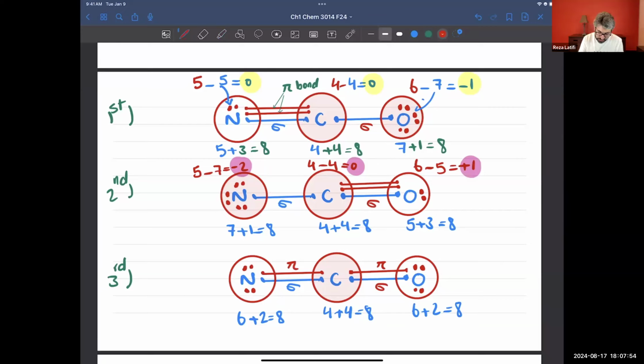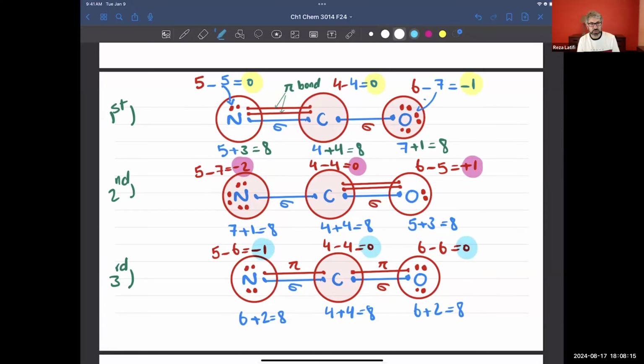Next, nitrogen is in group 5. I see 6 electrons around it. It will be -1. Carbon, 4 minus 4, 0. Oxygen, 6 minus 6 electrons around it, 0. Again, let's highlight the charges: 0, 0, -1. Now it's time to talk about the best and the worst Lewis structure.